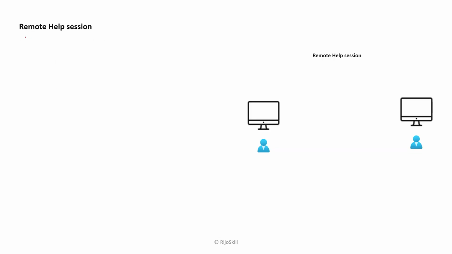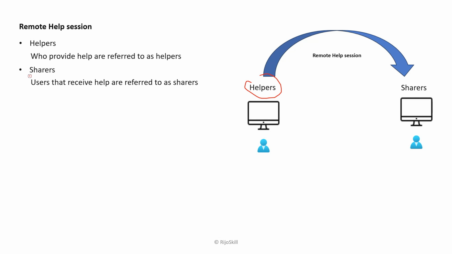We will discuss the remote help sessions. Here you can see two devices and two end users. This is the helper. Who provides the help is referred to as the helper. And you can see here the sharer. Who receives the help is referred to as the sharer. So now this is the sharer and this is the helper. So this is the remote help session.